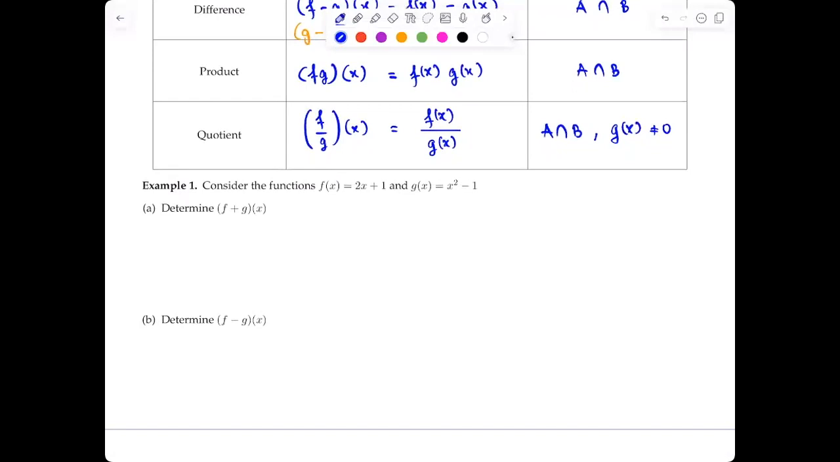So if I have two functions, in this case f of x equal to 2x plus 1 and g of x is x squared minus 1. So these two are polynomial functions. They are nice functions, easy to find domain. So f of x is a linear function, or polynomial function of degree 1. And g of x is a quadratic function, or polynomial function of degree 2. So therefore, the domain of f is negative infinity to infinity, and the domain of g is the same thing.